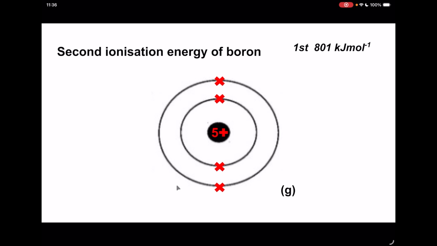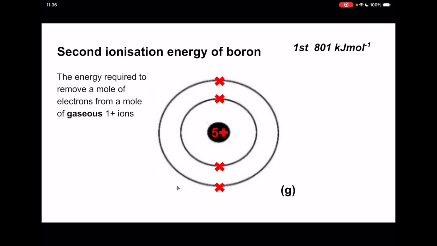So removing the next electron is referred to as the second ionization energy. So that's defined as the energy required to remove a mole of electrons from a mole of gaseous 1 plus ions. So we're going to take this electron out. So there's the equation for that process, and there's the ionization energy. That's how much energy it's taken. And you'll notice that it's taken more energy than the first one. We'll look at what the numbers are telling us at the end of the video.